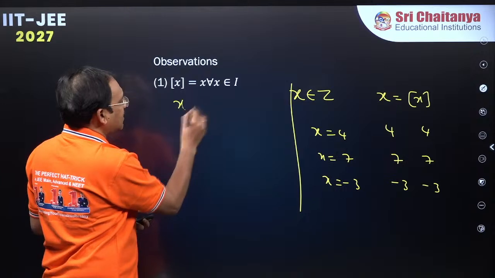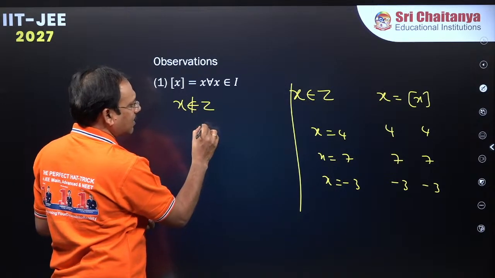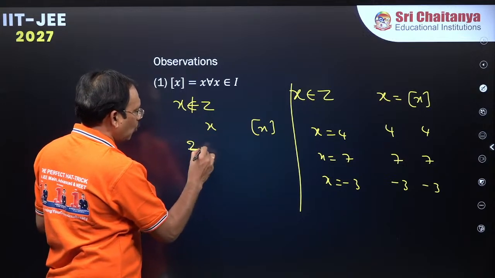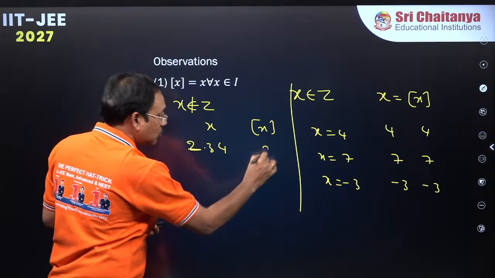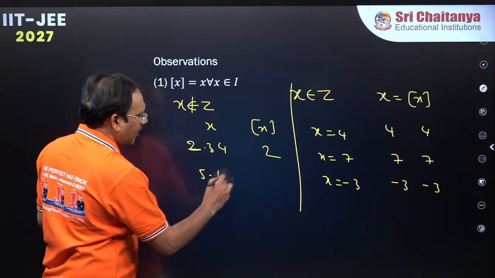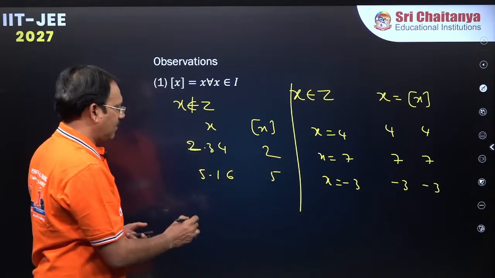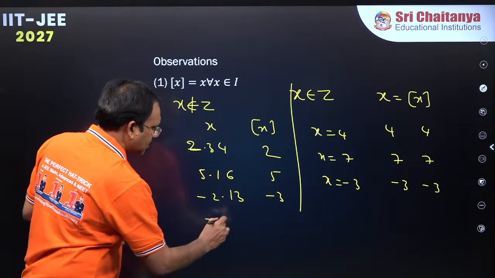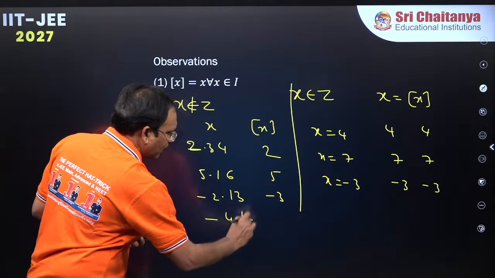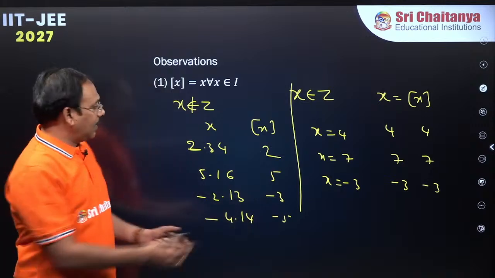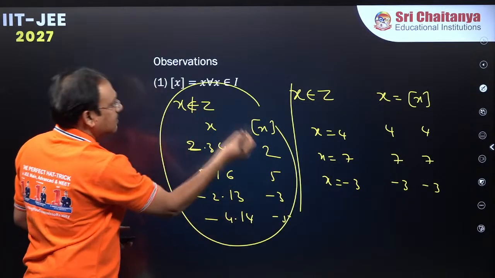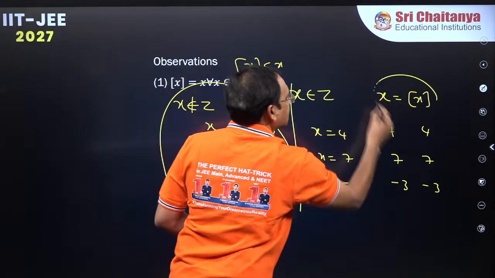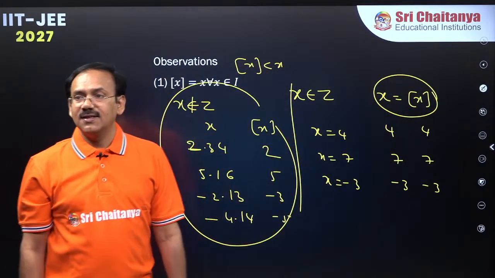Suppose x is non-integer, you just check x and step x. You take x is 2.34, step x is 2. x is 5.16, step x is 5. x is minus 2.13, step x is minus 3. In this case, step x is less than x. In the integer case, step x is equal to x. Correct? Correct everyone?